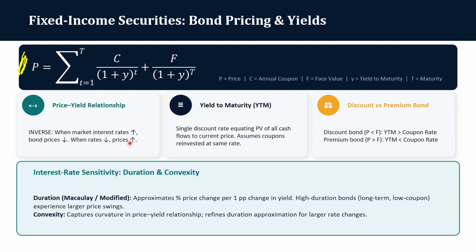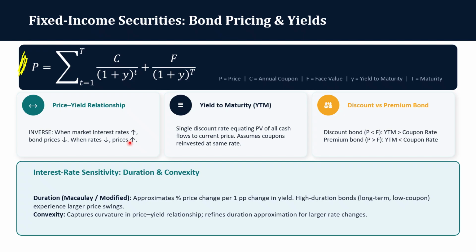You are getting extra return because you are buying the bond cheap and still receiving the full value at maturity. If the bond price is above the face value, a premium bond, its YTM, that is yield to maturity, will be lower than its coupon rate because you are paying more now for the same fixed payments.